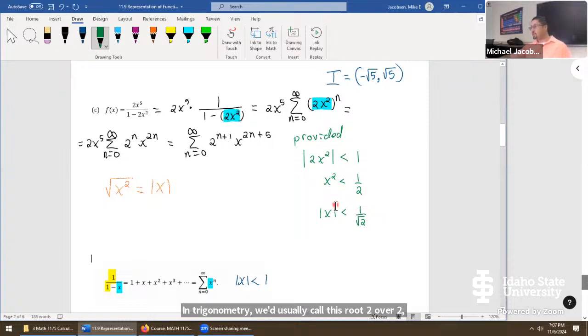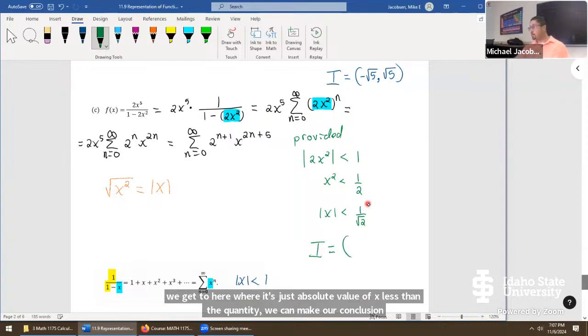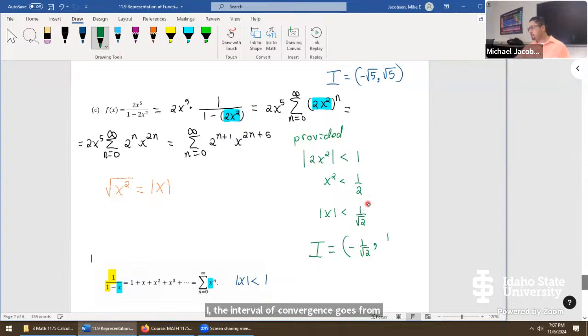Once we get to here, where it's just absolute value of x less than a quantity, we can make our conclusion. The interval of convergence goes from negative 1 over root 2 up to positive 1 over root 2. So this as a power series represents the original function as long as you stay within this range. If we leave it, then we don't have the same function any longer.